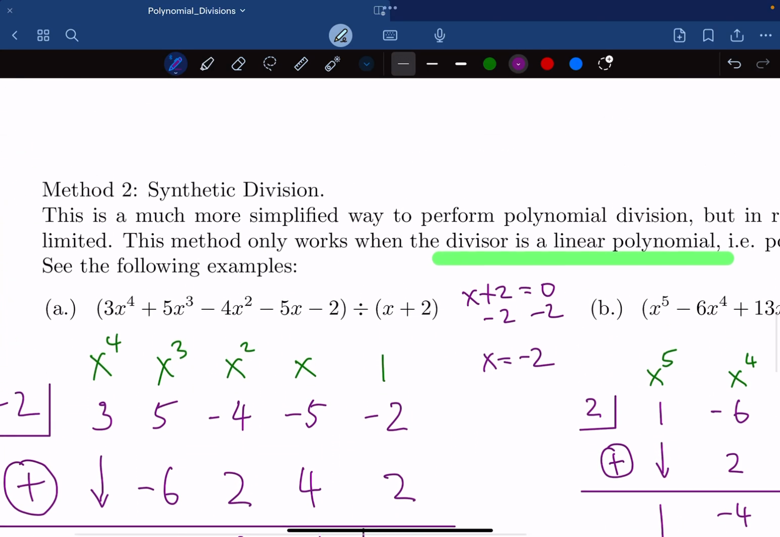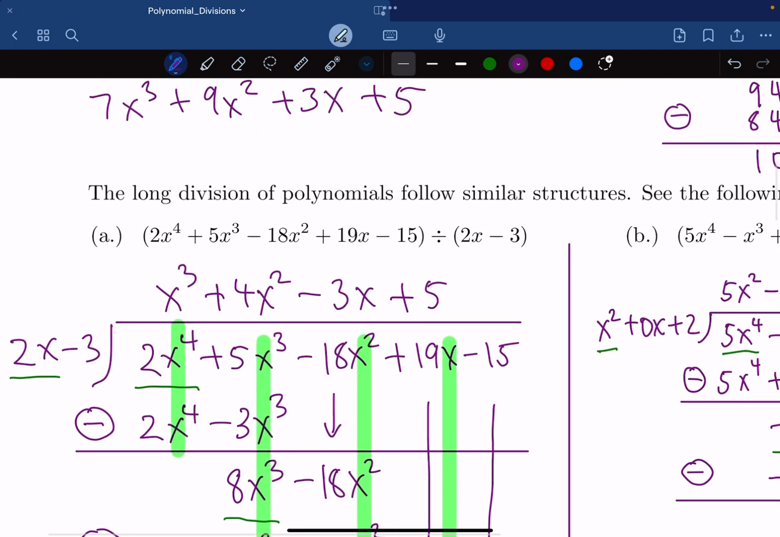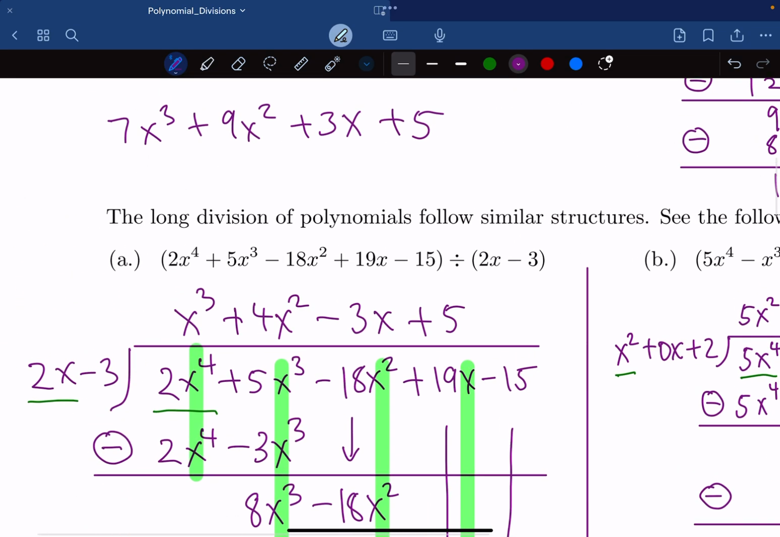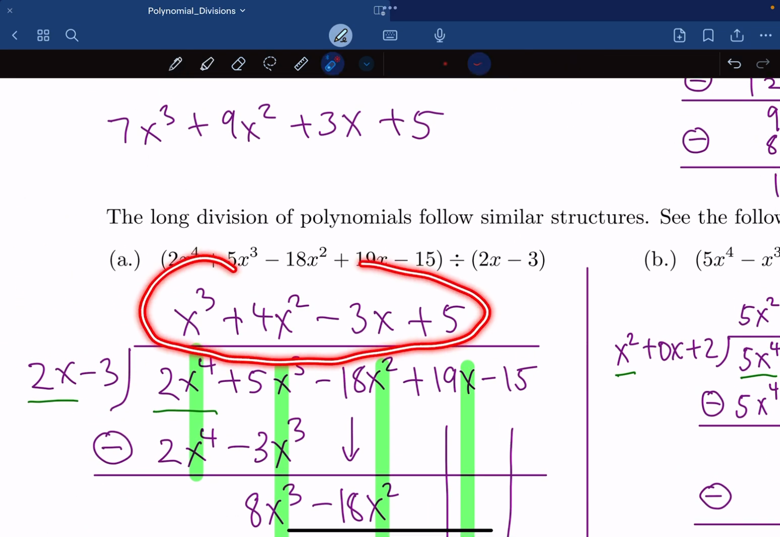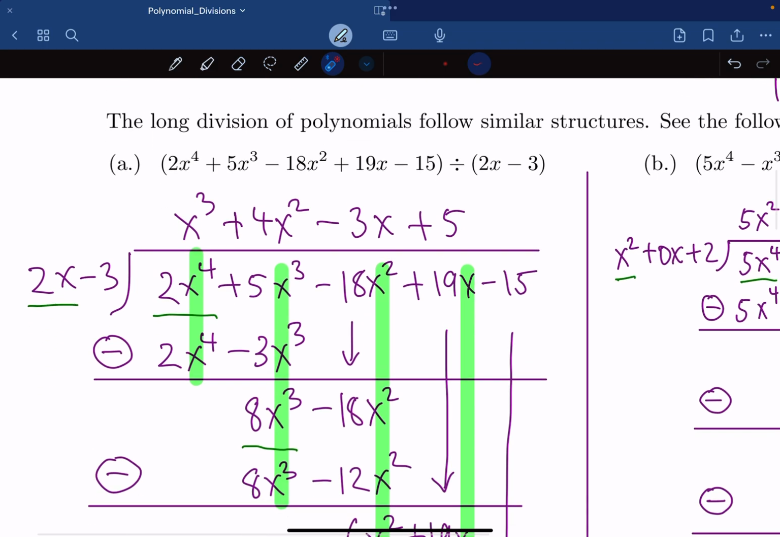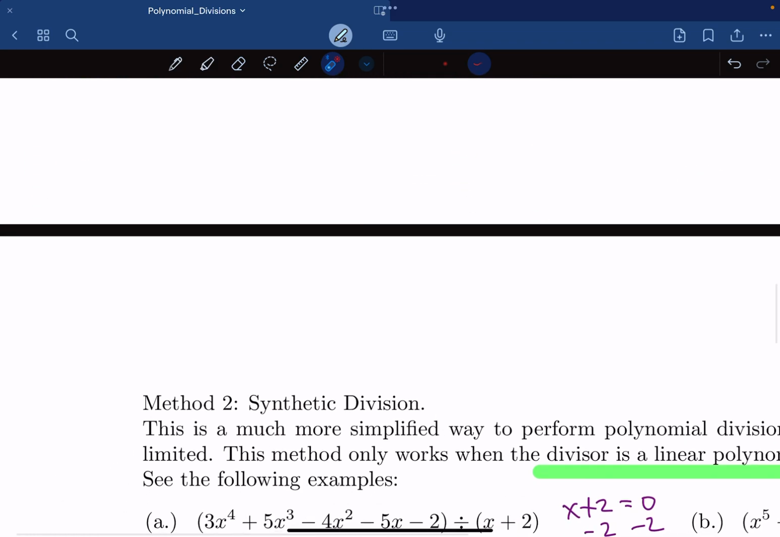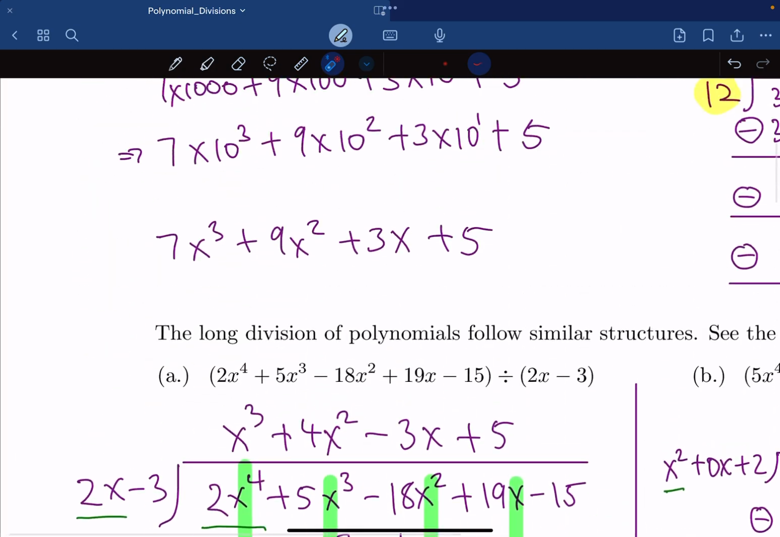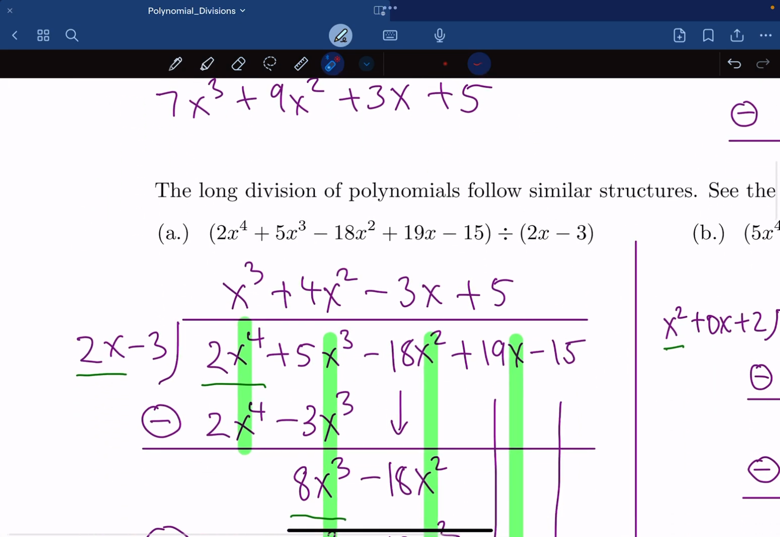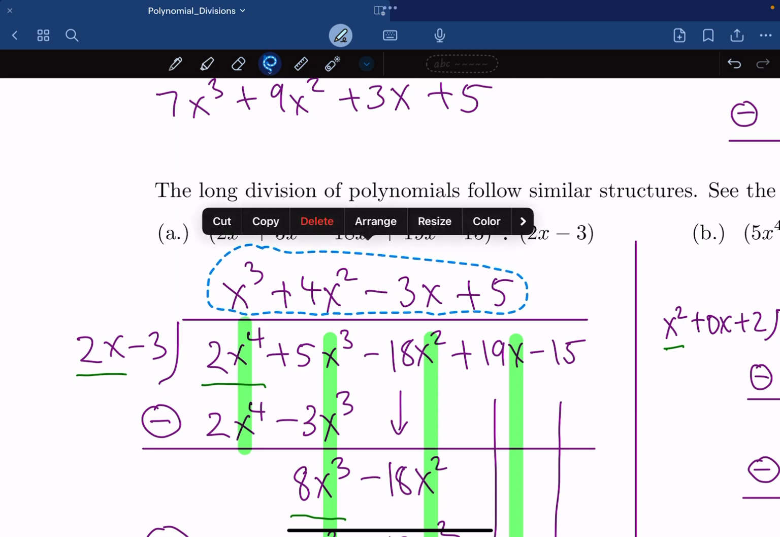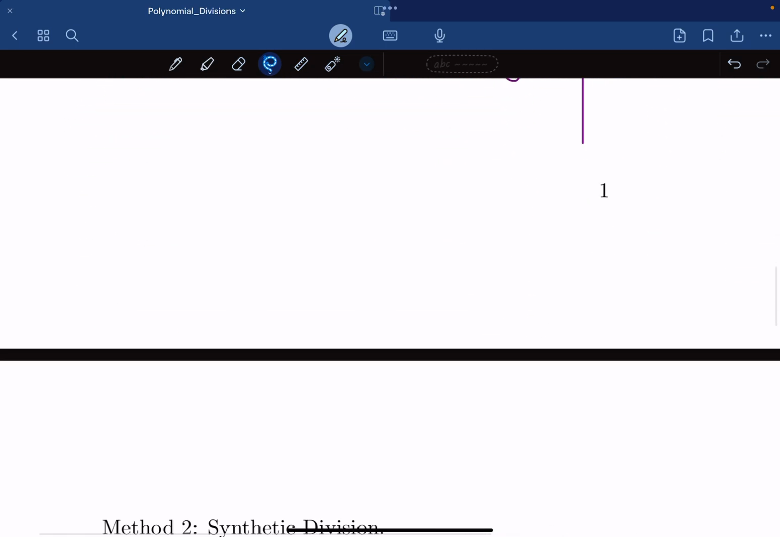Because we've done this problem, and this is the answer. This is the answer. So what is going on here? If we go back and basically write that answer down here, I'm gonna copy it over here.